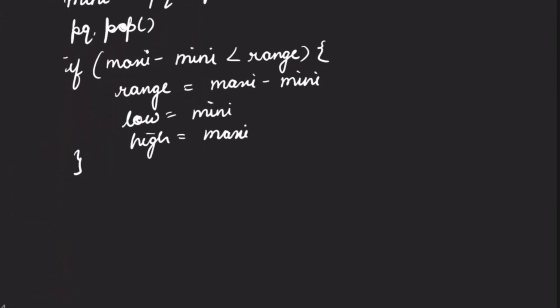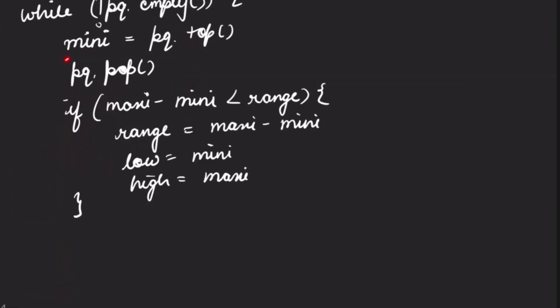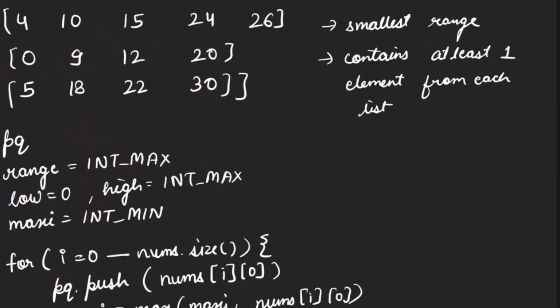Now we need to insert the next element, the element after mini. If you see here, when we inserted the first elements of our arrays inside our heap, it would be 0, 4 and 5. So our minimum was 0. Now we want to insert the next element. What is the next element? 9. We want to insert 9 in our min heap.